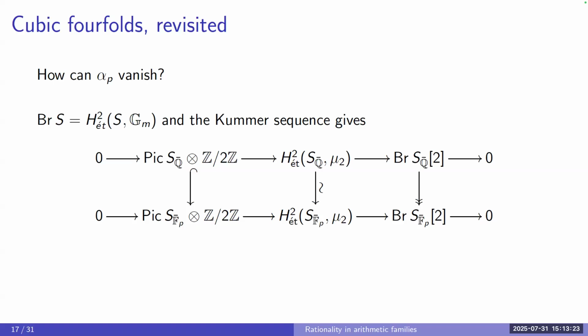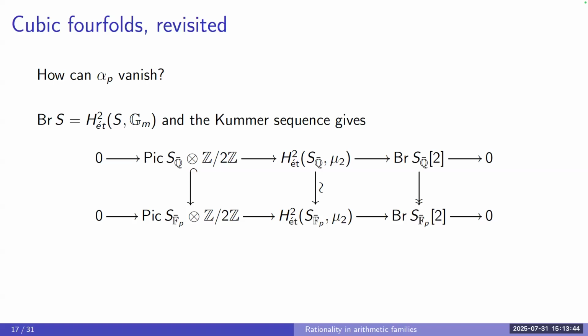And then I can do the same for the mod p reduction. By smooth base change theorems, I get an isomorphism in the middle. The Picard group over Q bar injects into that over F_p bar. This goes back to work of Maulik and Poonen. And I get this surjection on the Brauer groups.